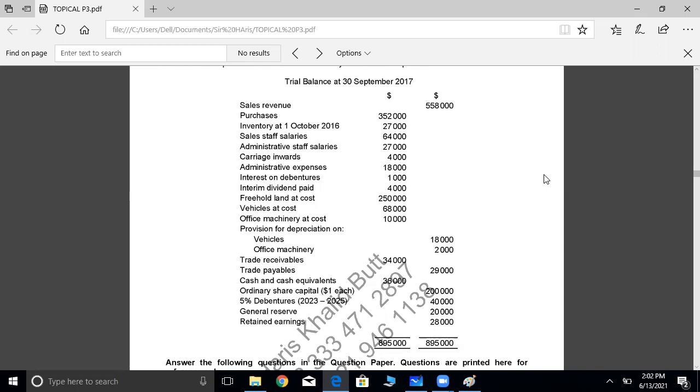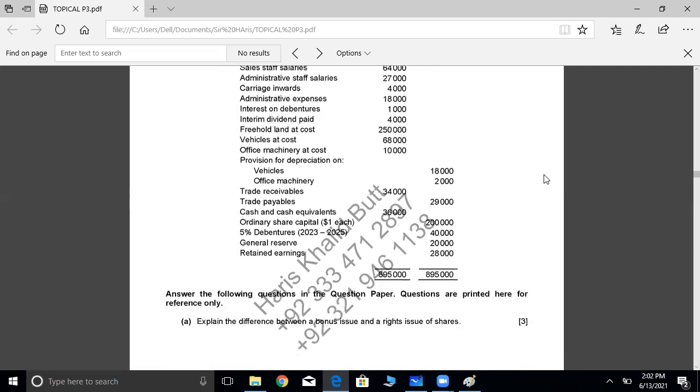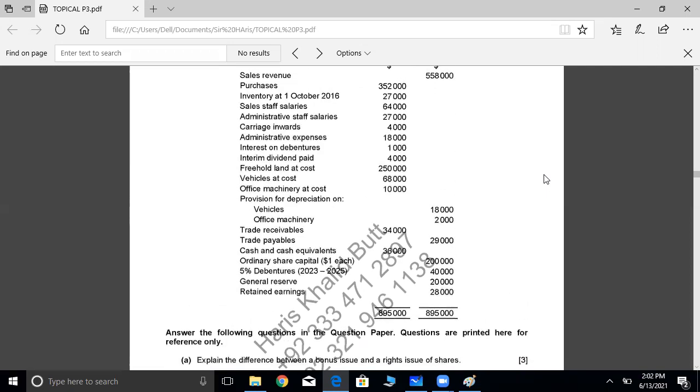Administrative expenses are given. Interest on debenture 1,000 is given. Interim dividend paid is given, which will come in the statement of changes in equity. Freehold land at cost: land is not going to depreciate, so it's a non-current asset. Vehicle, office machinery and its depreciation are given. Trade receivables and trade payables are given, and cash and cash equivalent. As I discussed with you earlier, cash and cash equivalent means cash in hand, cash in bank, and marketable securities. Anything which can be converted into cash within 3-month notice is known as cash and cash equivalent. Ordinary share capital is given.